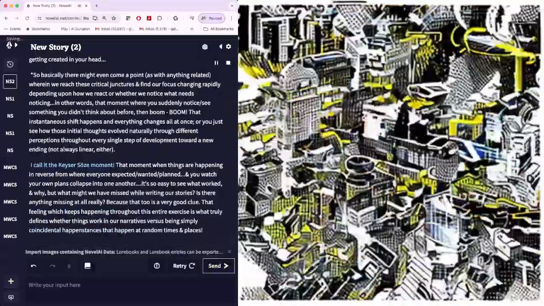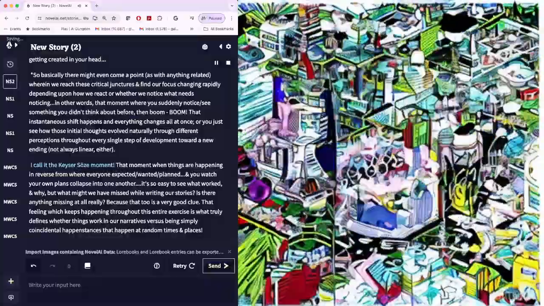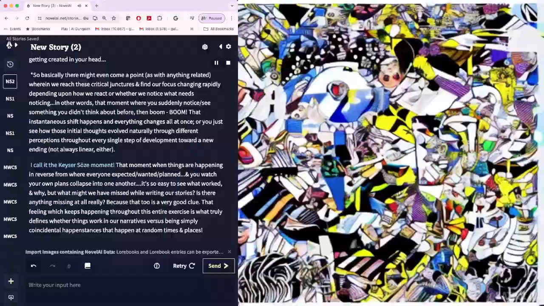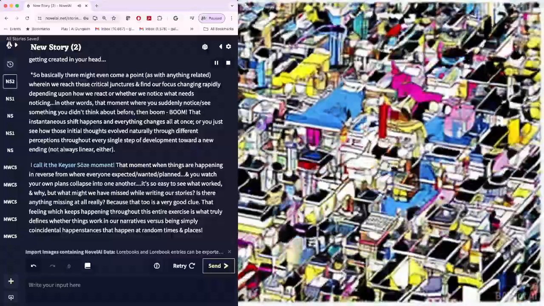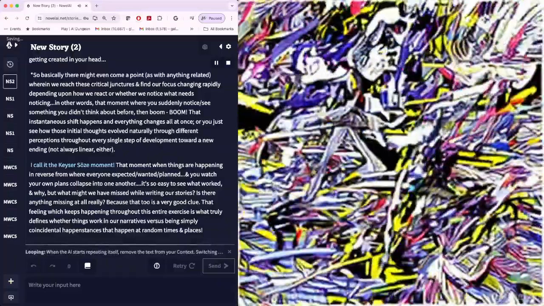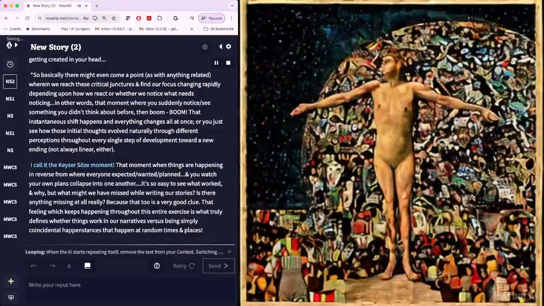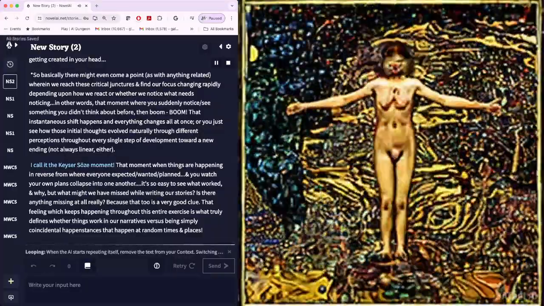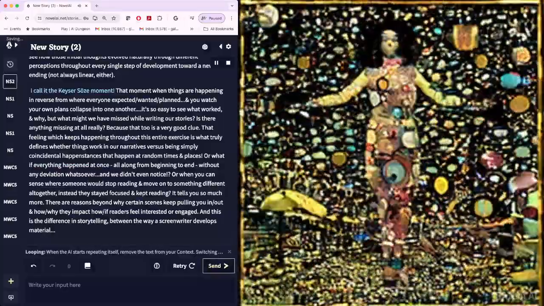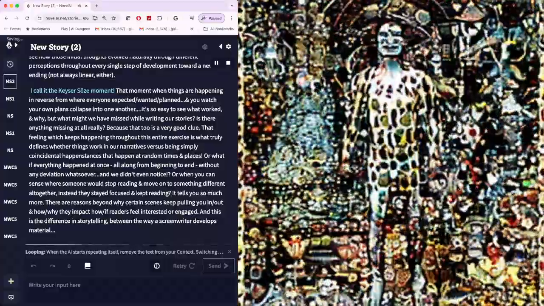I call it the Keyser Söze moment. That moment when things are happening in reverse from where everyone expected, wanted, or planned, and you watch your own plans collapse into one another. It's so easy to see what worked and why, but what might we have missed while writing our stories? Is there anything missing at all, really? Because that too is a very good clue. That feeling which keeps happening throughout this entire exercise is what truly defines whether things work in our narratives versus being simply coincidental happenstances that happen at random times and places.